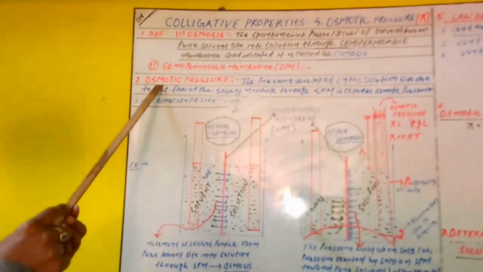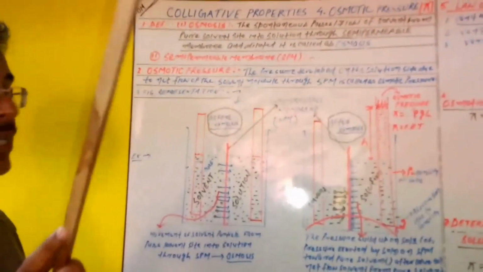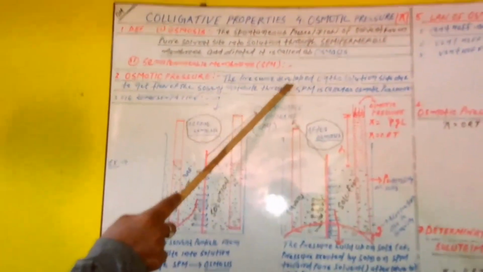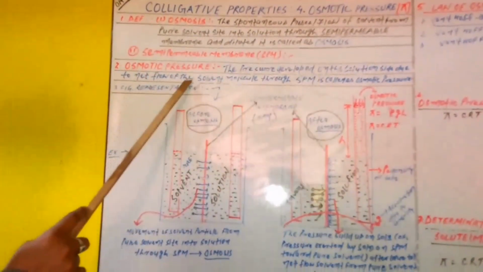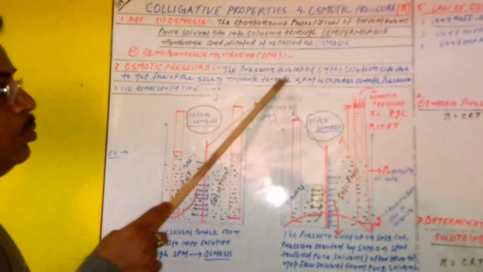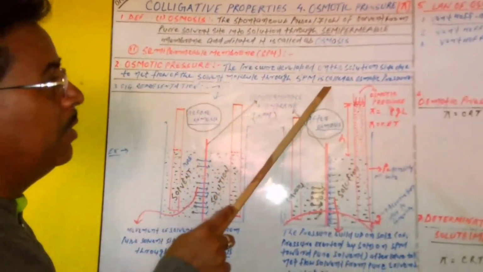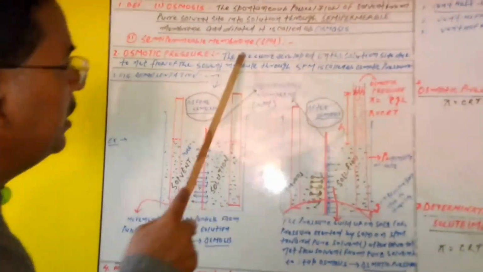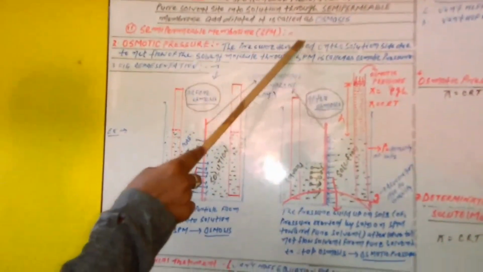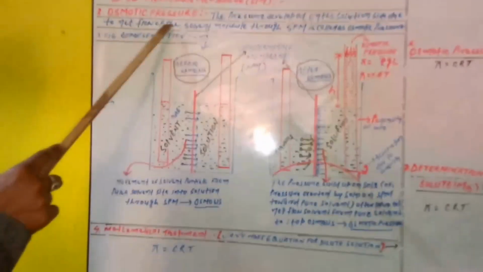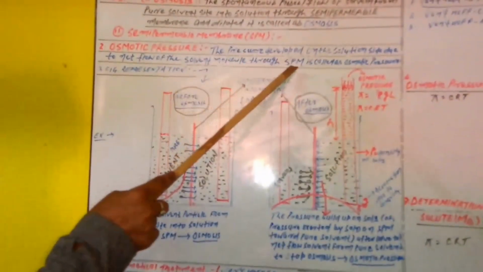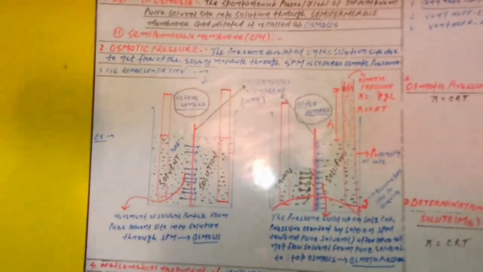Then we discuss another term, semi-permeable membrane. You see one definition written here, which we already explained. The pressure developed on the solution side due to the net flow of solvent molecules through a semi-permeable membrane is called osmotic pressure. Again, the pressure developed, exerted or offered on the solution side due to the net flow of solvent molecules through a semi-permeable membrane is known as osmotic pressure.